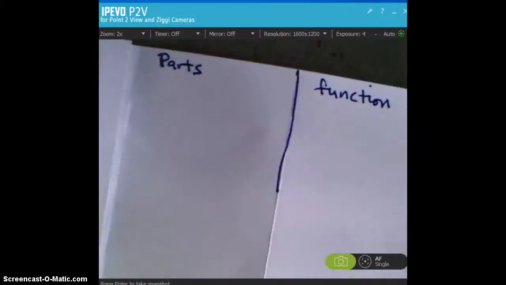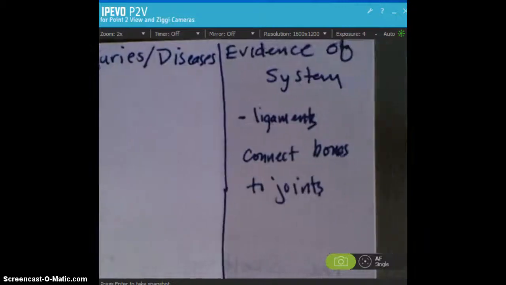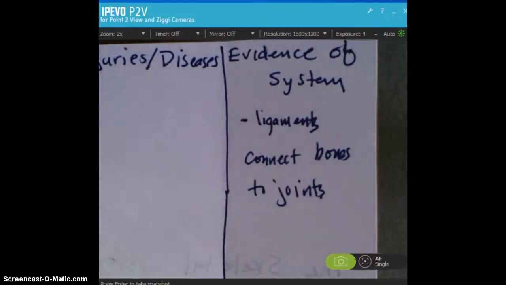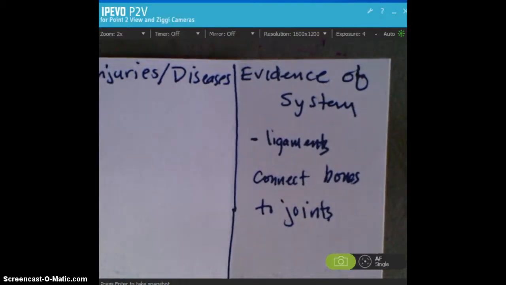So this format, these 4 columns that we have here, okay, parts, function, injuries and disease, evidence of a system, are going to be the same as you're reading through each of the sections. So now that you finished the anchoring table and you start this process, make sure that you are filling this out as you read. And I would like you to do both of these foldables, and we have the page numbers written down for you.